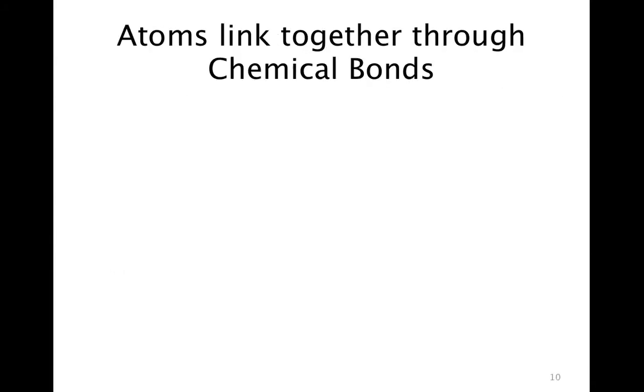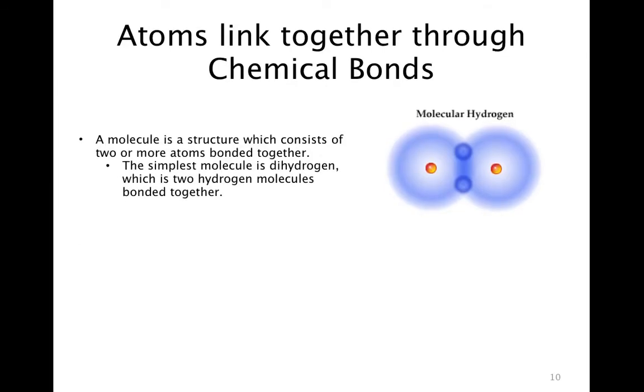So atoms link together through what we call chemical bonds. A molecule is a structure which consists of two or more atoms bonded together. The simplest molecule is dihydrogen, that's two hydrogens bonded together. They share electrons with each other, and they both have one electron. Remember, I said electrons like to be paired up, so this gives them two electrons which flow around each other.